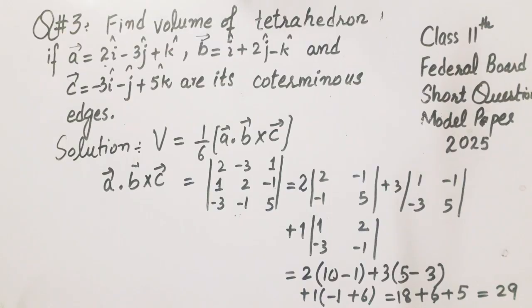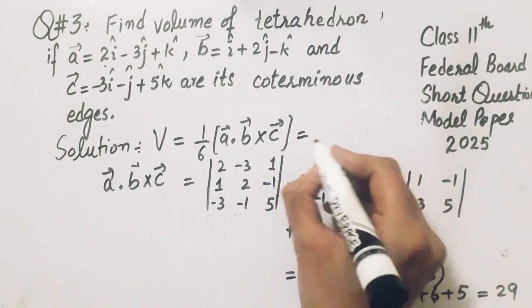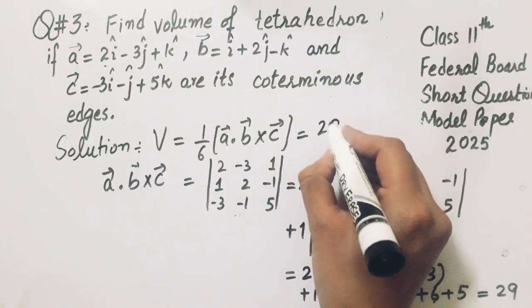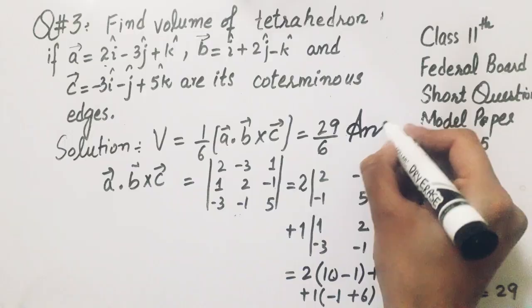Now we will use this value in this formula. A dot B cross C is equal to 29. So 1 by 6 into 29 is 29 by 6. So this is the final answer of this question.